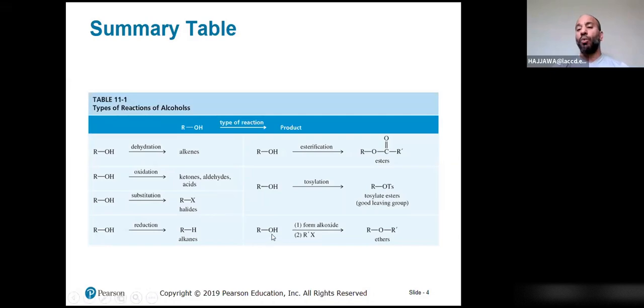The last reaction is the Williamson ether synthesis. That's the best way to make an ether. So we take an alcohol, we deprotonate it, we attack an alkyl X through an SN2, and it has to be a primary X or a methyl X. And then we're going to visit this reaction in the following part. And this is how we make ethers.